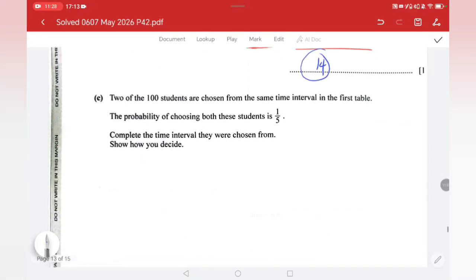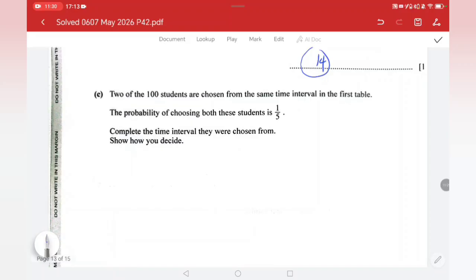Okay, now 2 of the 100 students are chosen from the same time interval in the first table. Look here, we are talking about 2 students, like we have 2 fractions. And they are taken from 2 of the 100 students, and these 2 are chosen from where? If it's chosen from the total, you will divide by 100. But here they said chosen from the same time interval. Okay, so we are choosing from 100, because this is 2 of this 100, so 100 and 99.